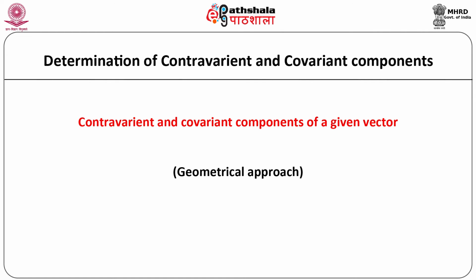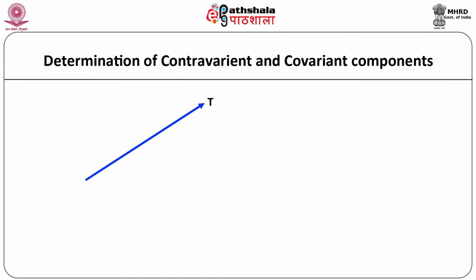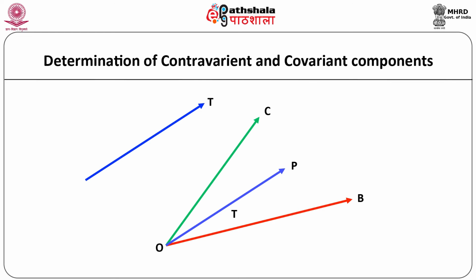For understanding the procedure, we will use a system of two axes in a Euclidean space. Let it be required to obtain the contravariant and covariant components of the vector t in a coordinate system with axes OB and OC. Let the given vector, say t bar, be as shown. Note the coordinate system with axes OB and OC. Through O, draw a vector OP bar parallel and equal to t bar. Now, for determination of contravariant components, through P, draw lines parallel to OB and OC, meeting OB in M and OC in N.